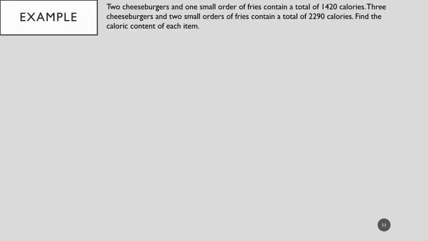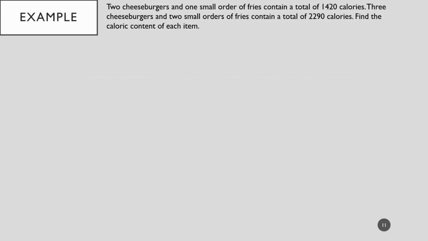So here's an example of a word problem. 2 cheeseburgers and 1 small order of fries contain a total of 1420 calories. 3 cheeseburgers and 2 small orders of fries contain a total of 2,290 calories. Find the caloric content of each item. So it says each item, so that tells us we have more than one unknown. And it says find the caloric content, so we want to know how many calories are in each item. Those are our unknowns, what we're looking for.